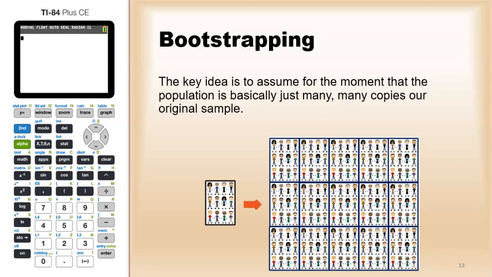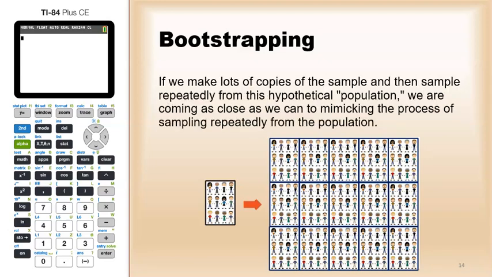Well, the key idea to bootstrapping is we start with our sample and then we pretend we make many copies of that sample. So we're kind of pretending we have our population. And if we make lots and lots of copies of the sample and then sample repeatedly from this hypothetical population, we are coming as close as we can to mimicking the process of sampling repeatedly from the population.